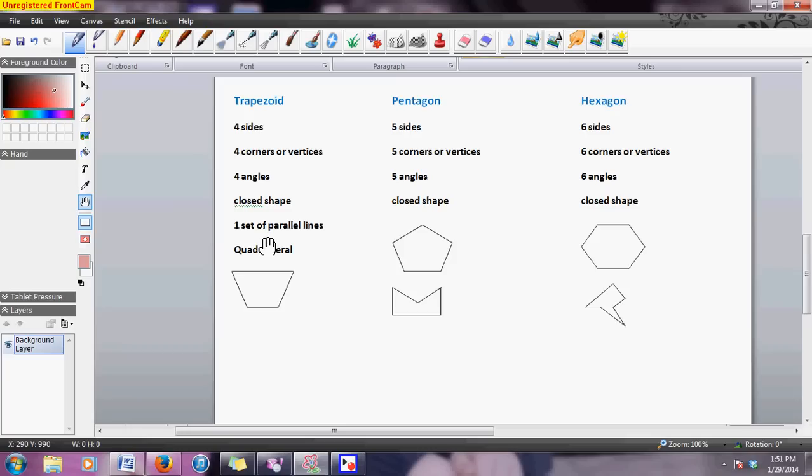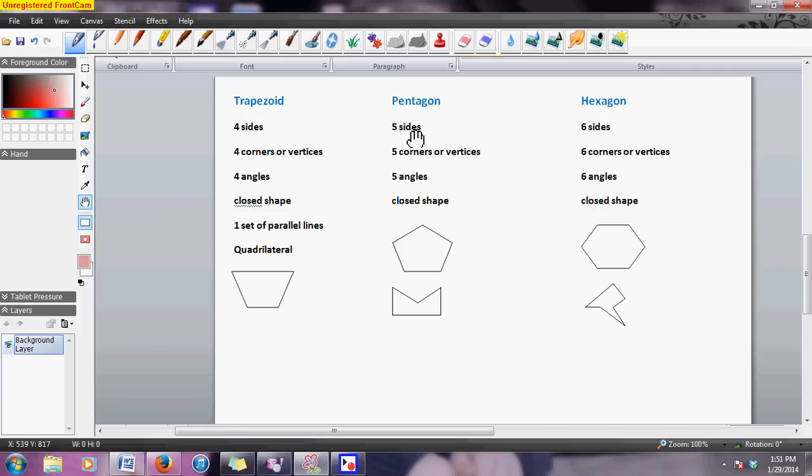It has one set of parallel lines, and the set is one is there and one is there. Okay, a lot of times I have my students say one parallel lines, and that is not correct. It is actually one set of parallel lines, here and here. It is also a quadrilateral. The next shape is the pentagon.